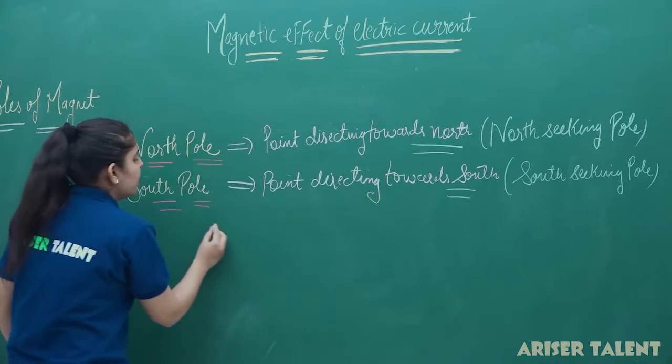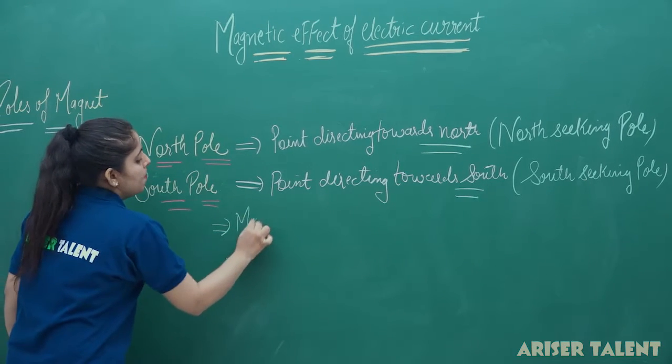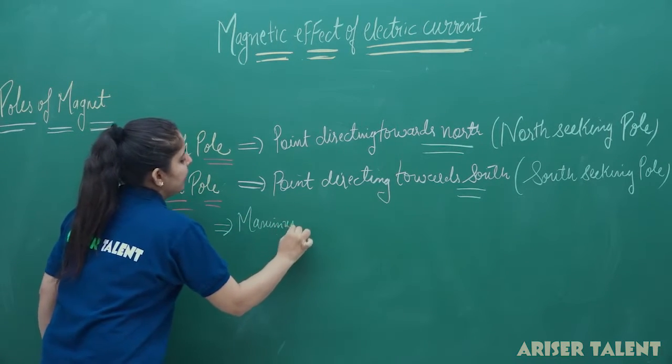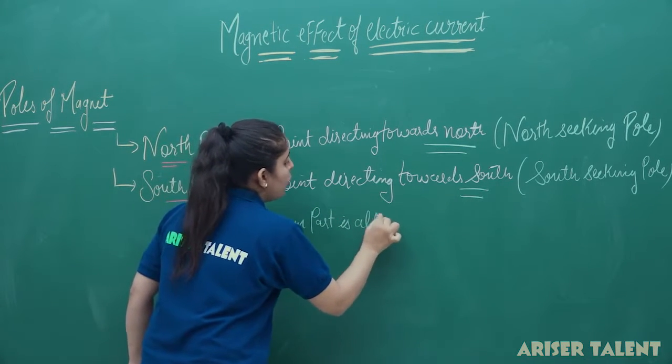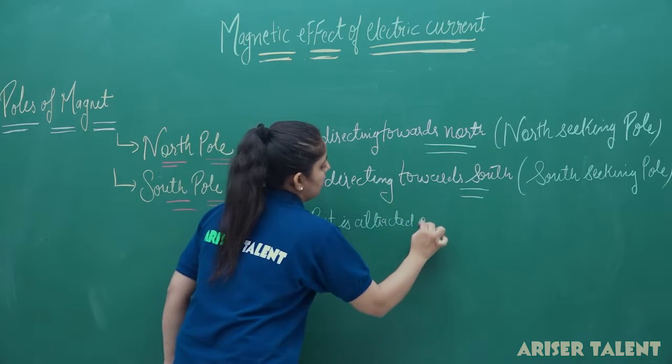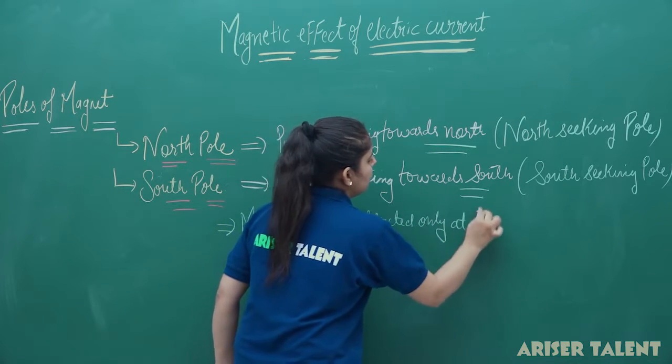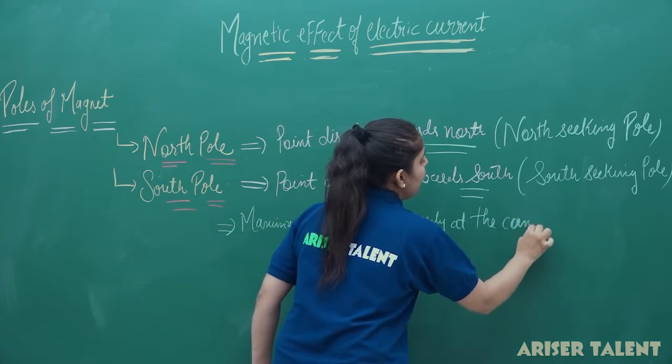So, in this system, we have seen that the maximum part is attracted only at the corners of the magnet.